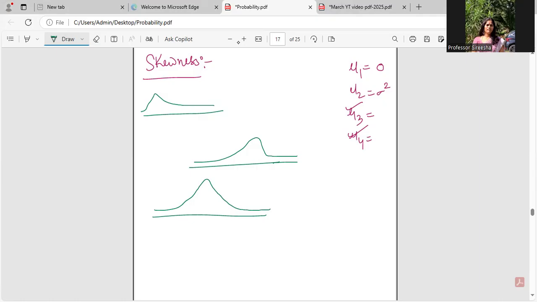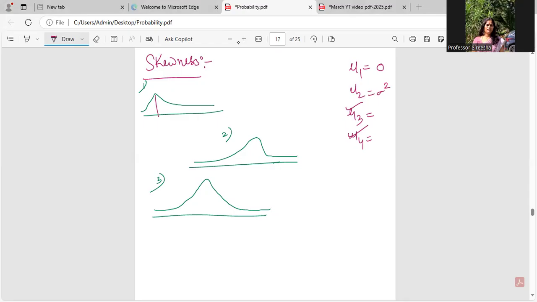What you should understand by looking at these curves is, in the first one, the curve is completely towards the left. In the second one, the curve is completely towards the right. But the third curve is exactly centered in between. Neither is it completely towards the left nor completely towards the right. If I talk about it in terms of the measures of central tendency, they are mean, median, and mode.